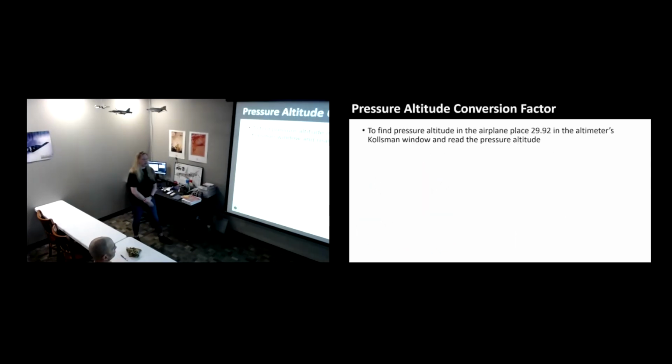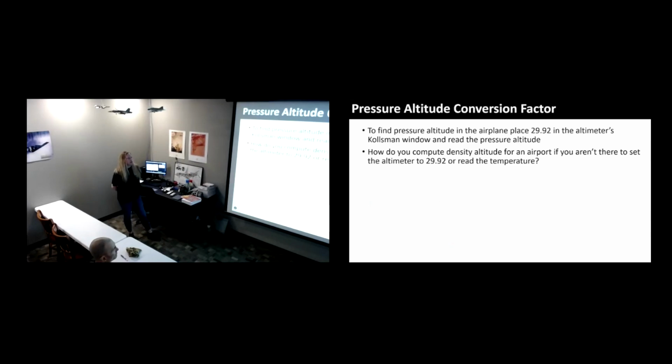To find pressure altitude, which we were just given in those problems, what if you don't have pressure altitude? That's when we place 29.92 in our altimeter on the ground, and that gives us the pressure altitude, right? How do you compute density altitude for an airport if you aren't there to set the altimeter? Because as we're doing these things in the book, you're not going to be able to do that.